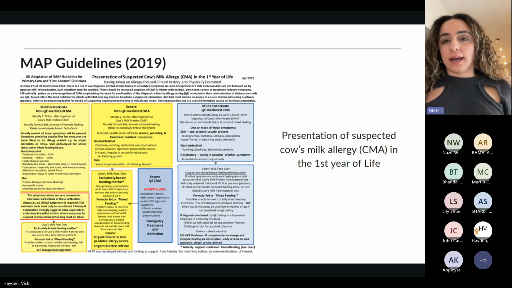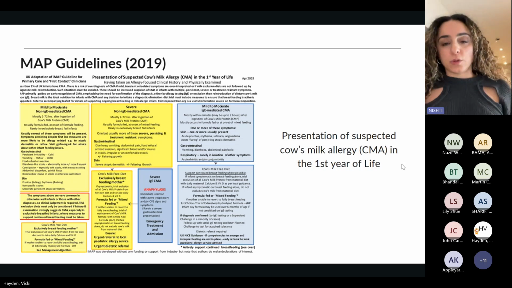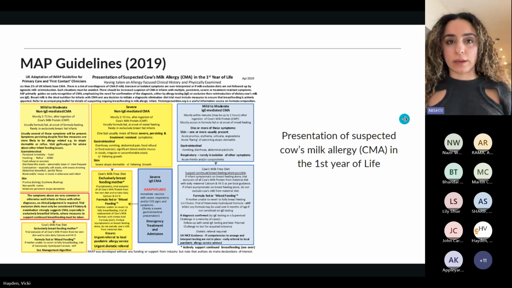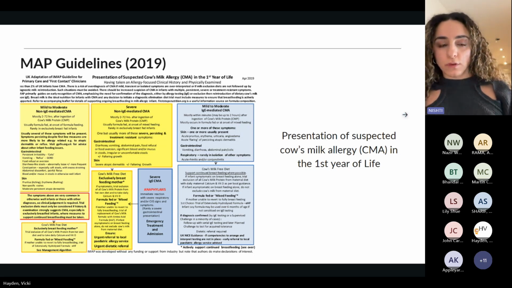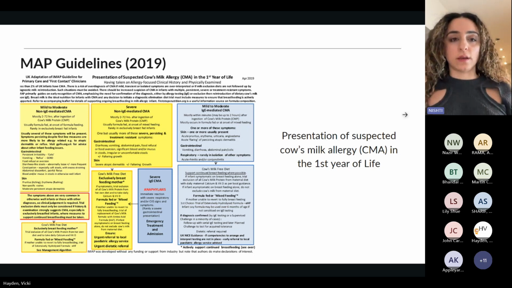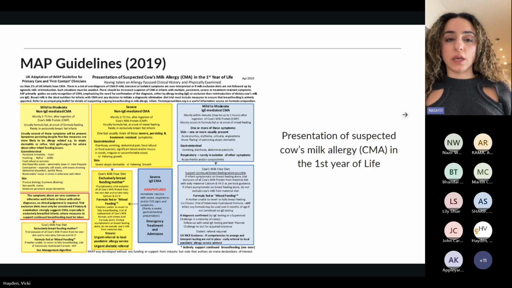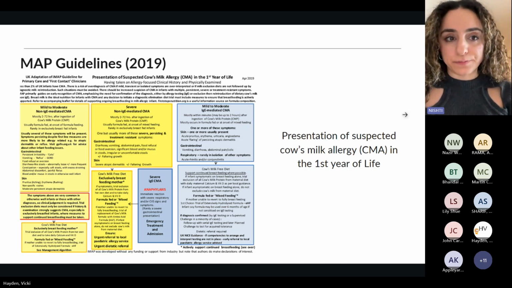So MAP guidelines, these are updated 2019, and you can find these online. And I'm going to show you a picture in a bit of a website for GPs that I would highly recommend. You're probably all aware of it anyway. So this is a presentation of suspected cow's milk allergy. If you follow this flow chart with the children that you see, it should hopefully guide you to an adequate diagnosis. Next slide, please.